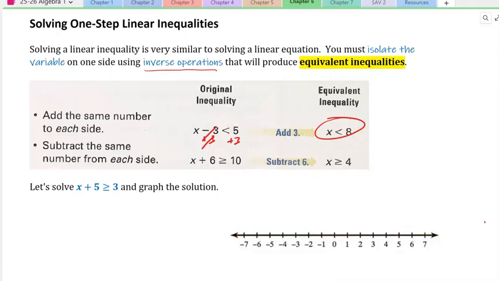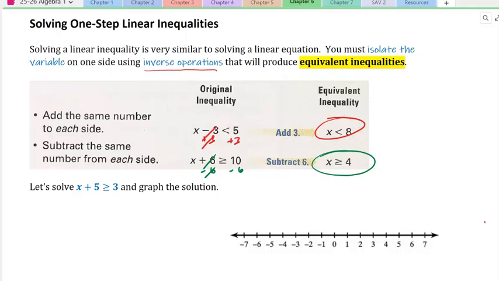The next one is x plus 6 is greater than or equal to 10. If we subtract 6 from both sides to isolate the variable x, then x is greater than or equal to 10 minus 6, which is 4. That's our solution. To graph this one, we find 4 on the number line. We color it in solid because it's or equal to, and it's greater than that, so everything goes that direction.